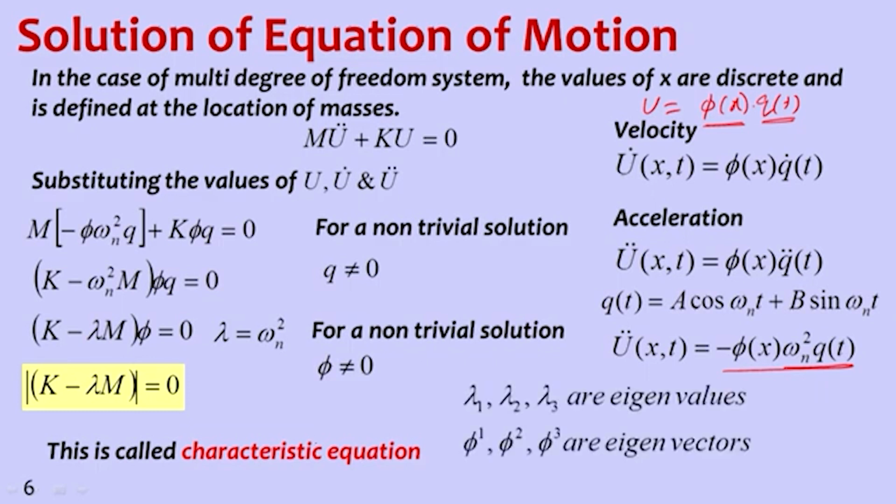So we need to solve this characteristic equation to get characteristic roots and characteristic vectors. That is lambda, and we get as many values as the number of degrees of freedom. If it is a 3 by 3 matrix, we get 3 lambda values, and corresponding to each lambda value we put lambda 1 here and solve for phi, so we get phi 1. Lambda 2 corresponds to phi 2, lambda 3 corresponds to phi 3. These are eigenvalues, and phi 1, phi 2, phi 3 are called eigenvectors. We will discuss these eigenvectors in detail in the next class.